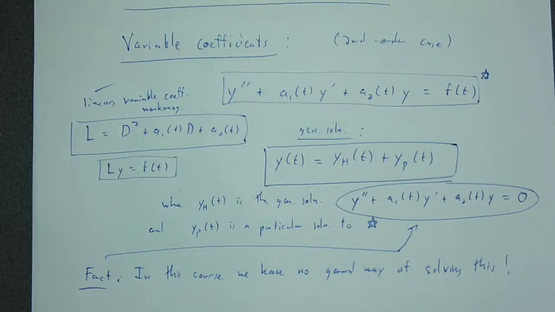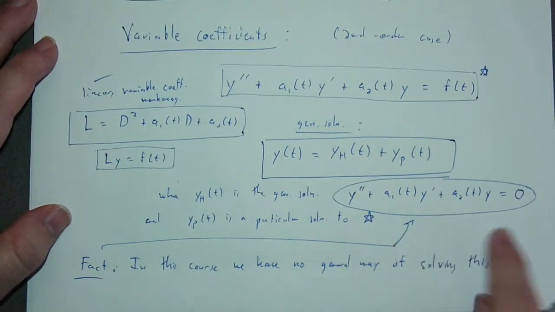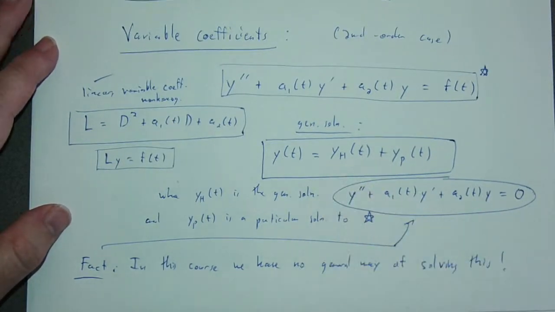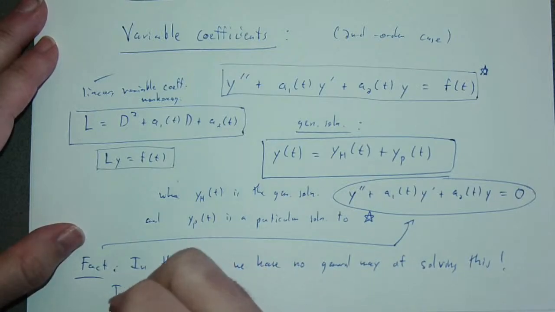you just have to memorize the form. There were a couple of different types of these sorts of equations we kind of had to memorize, but we're not going to do anything like that in this course because, again, there's no general way of solving this. So what does that mean? If there's no general way of solving this, then how are you going to be able to find y sub h?